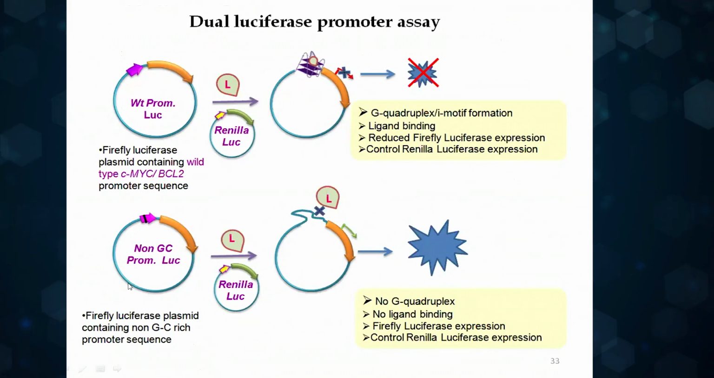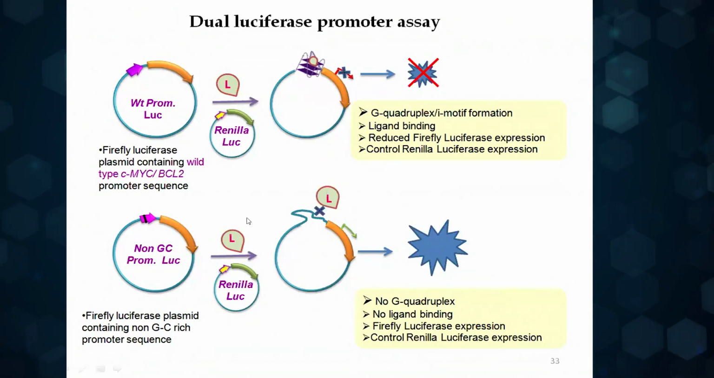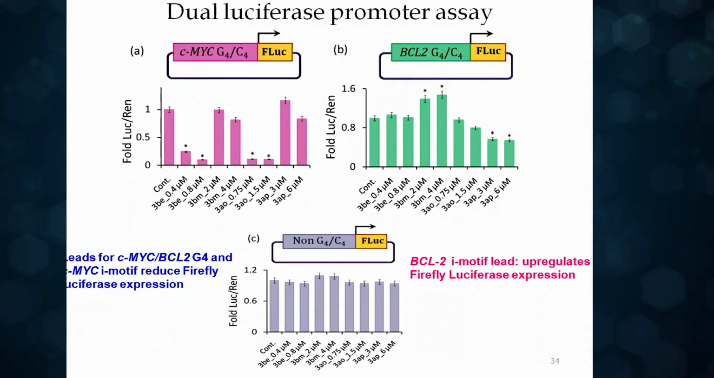And we have also used a firefly luciferase plasmid containing non-GC promoter sequence. And the renilla luciferase was used as the loading control. And these results are also in agreement with the qRT-PCR and Western blot analysis. And we observed that the lead compounds for CMYC and BCL2 quadruplex and CMYC I motif can reduce the firefly luciferase expression, and the BCL2 I motif lead upregulates the firefly luciferase expression.